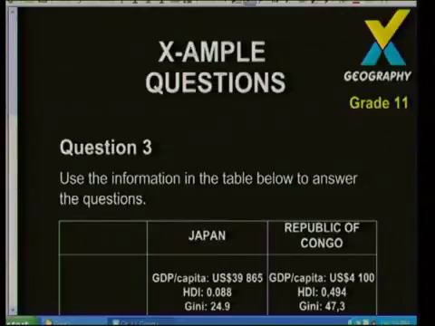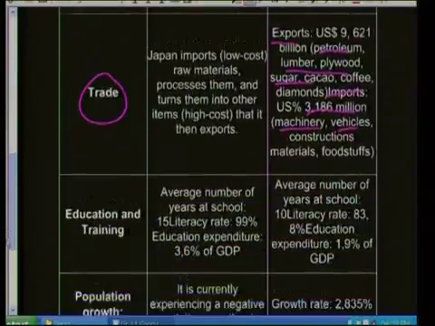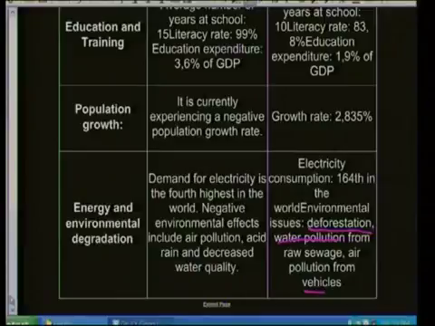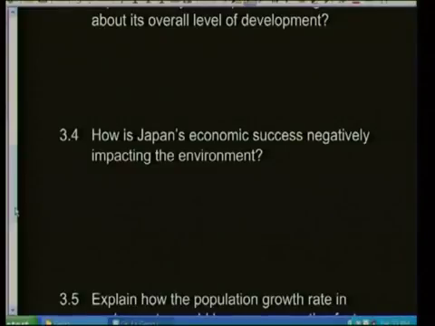So once again, if we go back to our table and we look at Japan under energy and environmental degradation, we will see that negative environmental effects include air pollution, acid rain, and decreased water quality. Okay, and when we go back to the question, we are looking at how Japan's economic success is negatively impacting the environment. The more industrial growth that you have within a country, the greater amount of air pollution you are going to incur for your country.